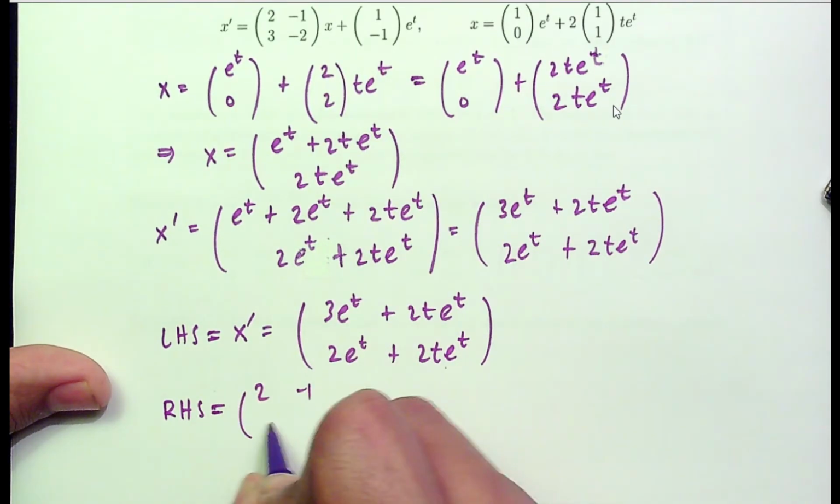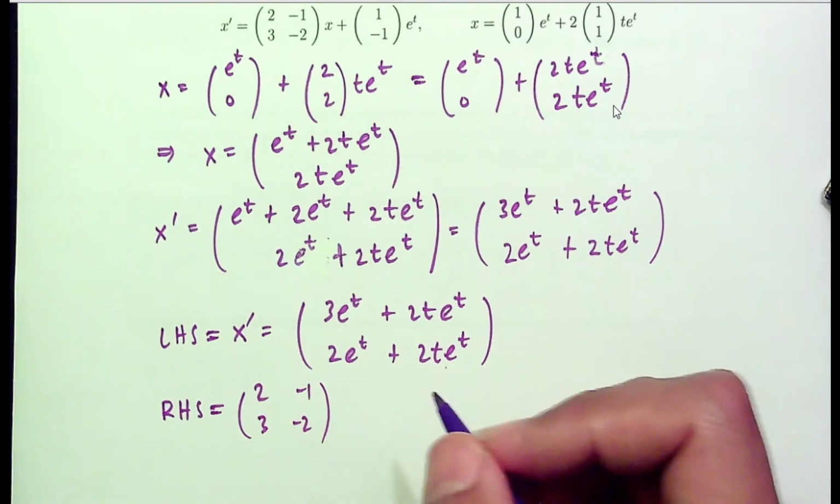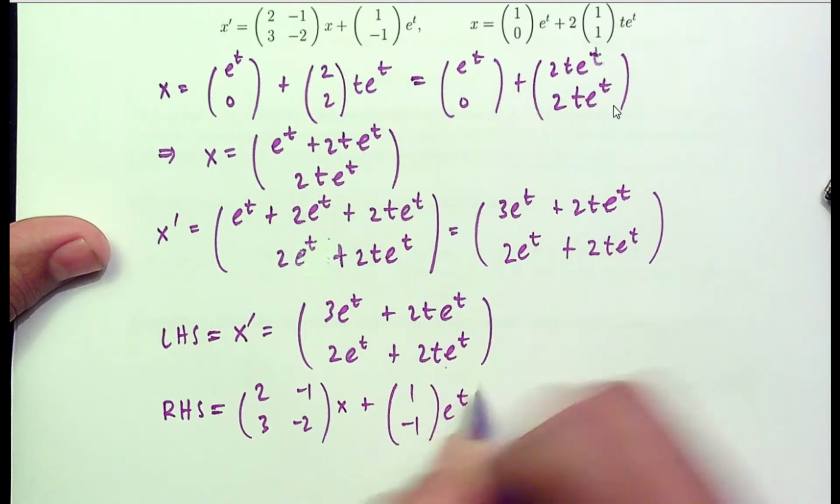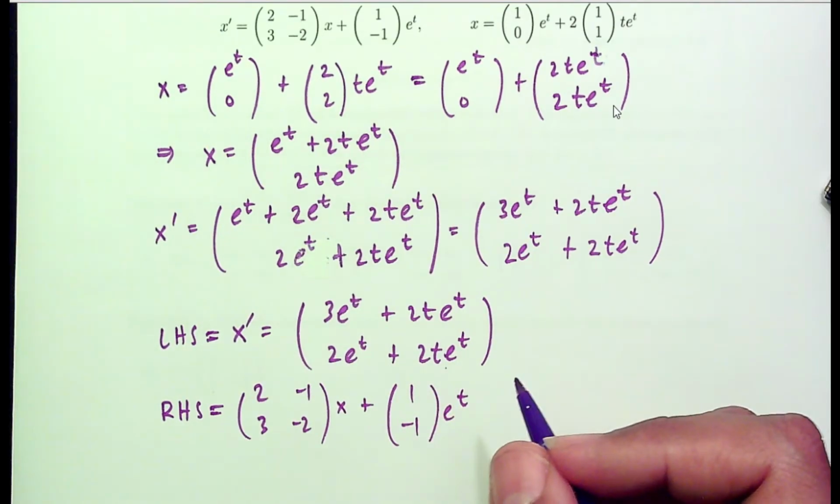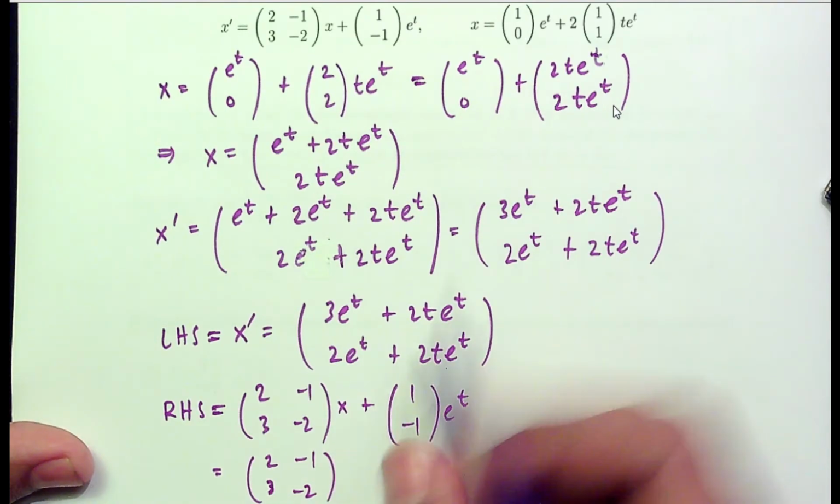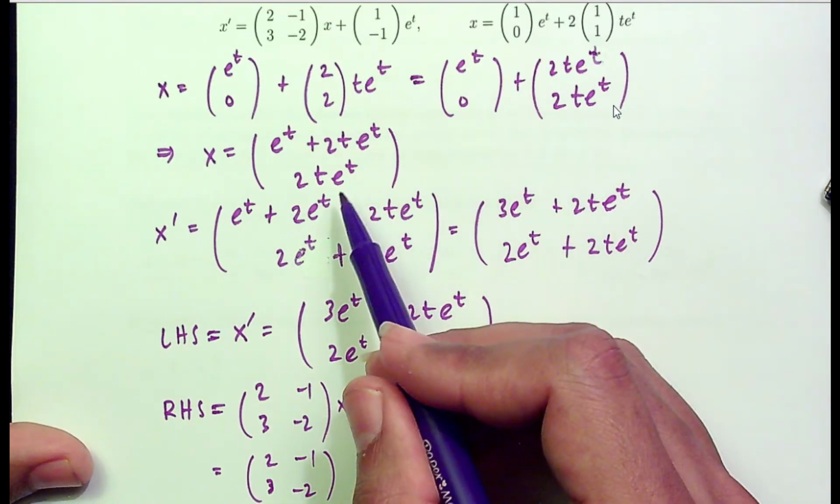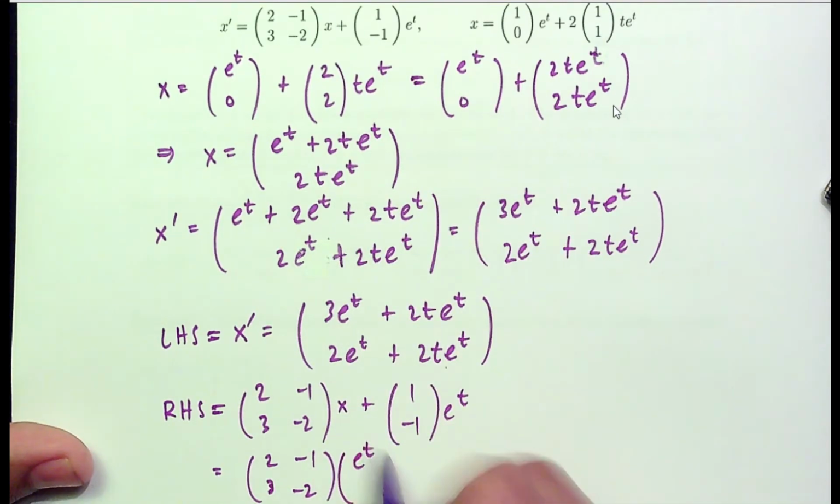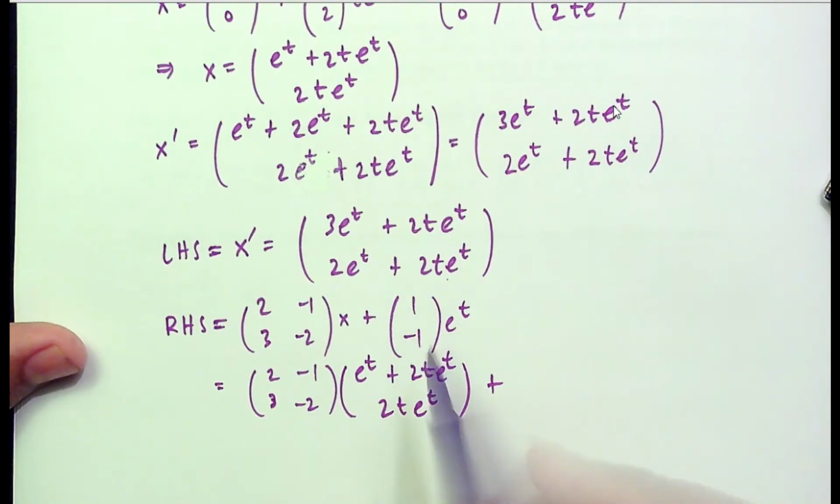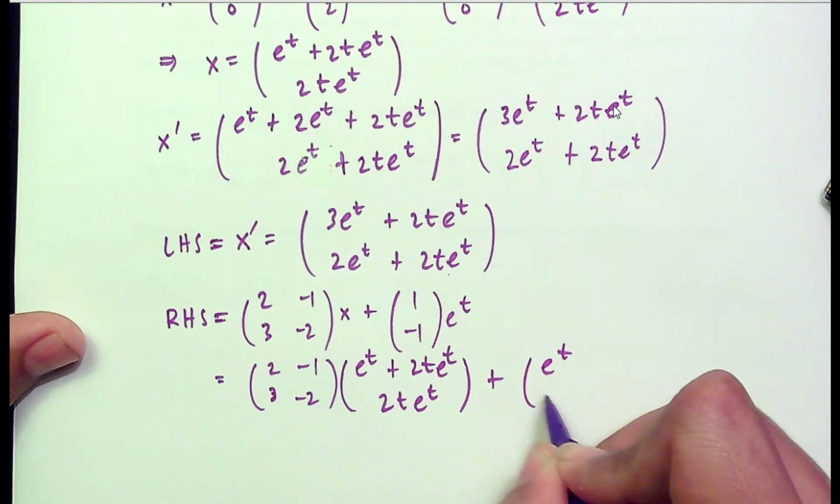2, -1, 3, -2, x plus 1, -1 e to the t. Okay, so this is 2, 3, -1, -2, and then what is x? X equals this. Sorry, this one simplified. So times e to the t plus 2t e to the t, plus, and then actually this one right here, we can distribute, so multiply, so this is e to the t, negative e to the t.